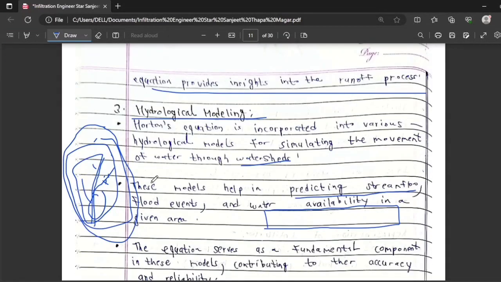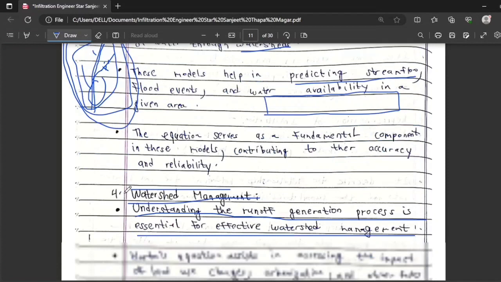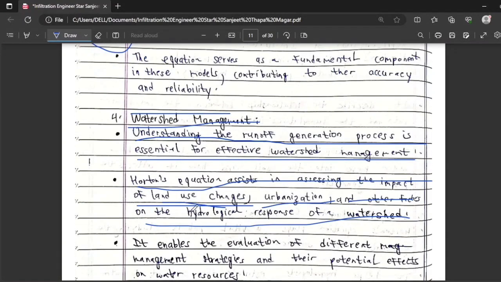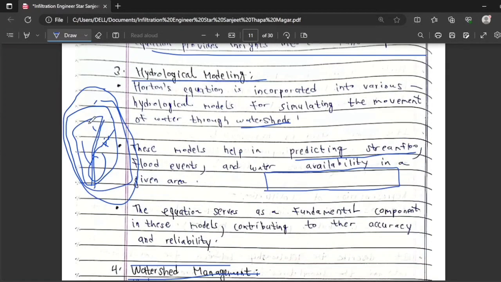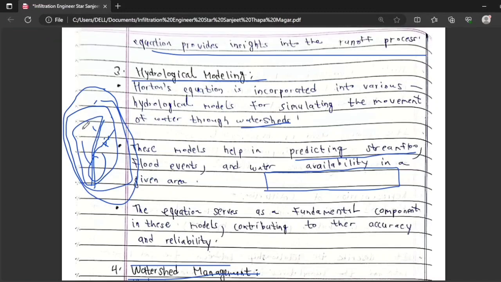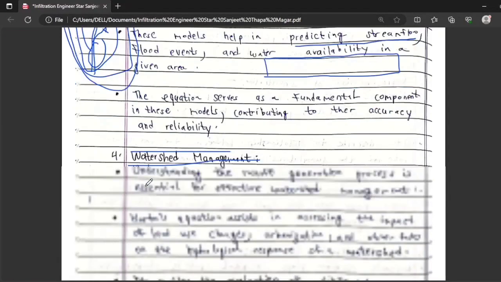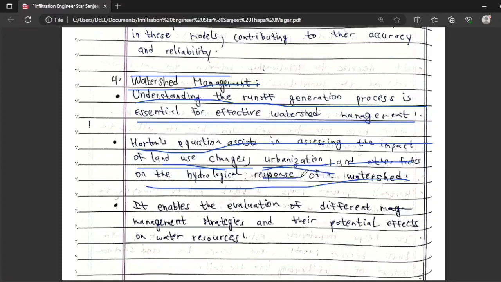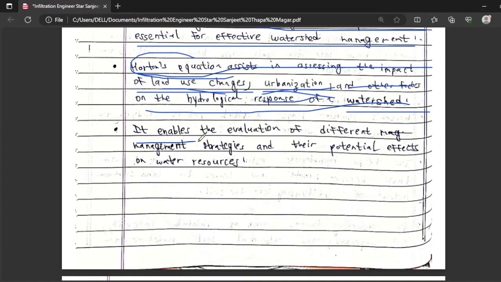Impact of land use. If this area was previously used for agriculture and the land use changes, and after this the area is used for settlement, for industrial purposes, for creating parks, and so on. Urbanization means the construction of houses, roads, bridges, parks, etc., and other factors. Then Horton's equation helps to examine the impact on this watershed, and it enables the evaluation of different management strategies and their potential effect on water resources.